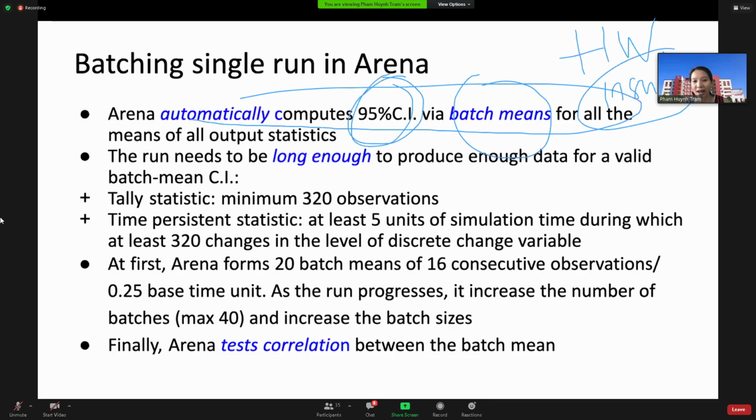All right, so there are two cases where you cannot see the half width result in your report. The first case is you run too few replications. The second case is you run very few replications, or even only one replication, but the length of the replication is not long enough, so it doesn't have enough data to group into batches.